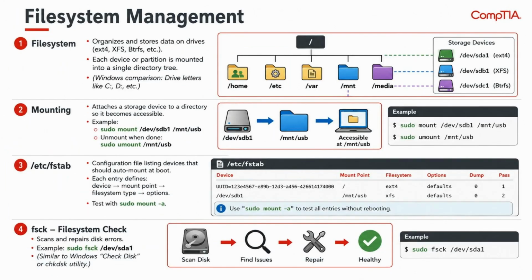A file system organizes and stores data on drives, ext4, xfs, btrfs, and others, with each device or partition mounted into a single directory tree, similar to drive letters like C and D in Windows. Mounting attaches a storage device to a directory so it's accessible.